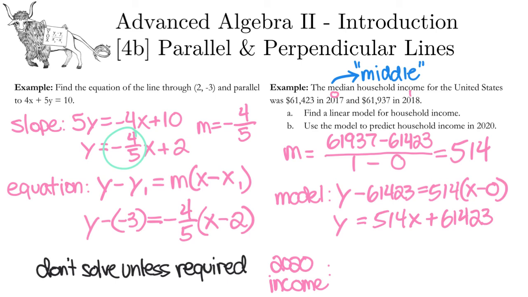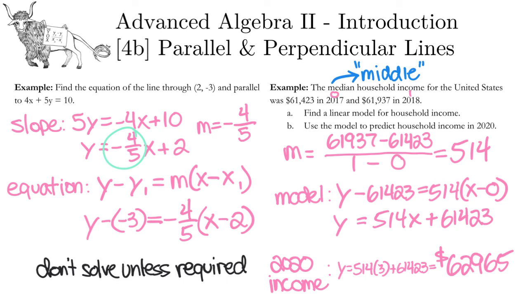Now let's use the model to predict household income in 2020. And you know, this example is assuming that the median household income will increase the same amount year over year. Based on that assumption, the household income in 2020 could be found by plugging in 3 into that linear model. So we have y = 514 times 3 + 61,423, which is equal to 62,965.